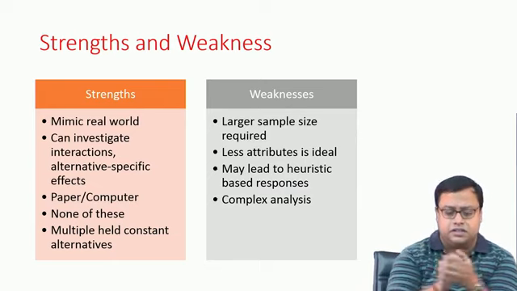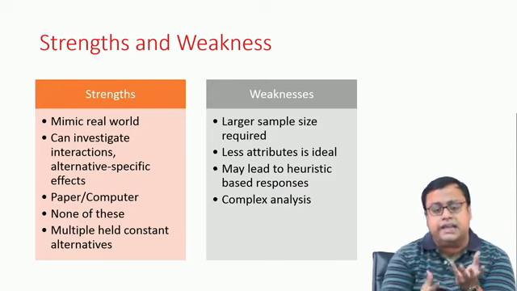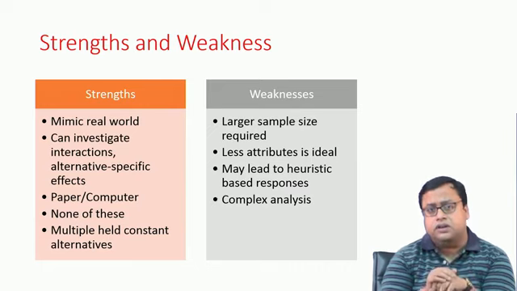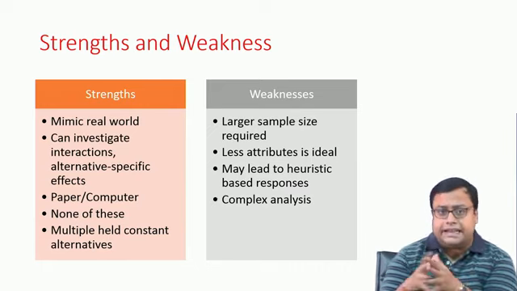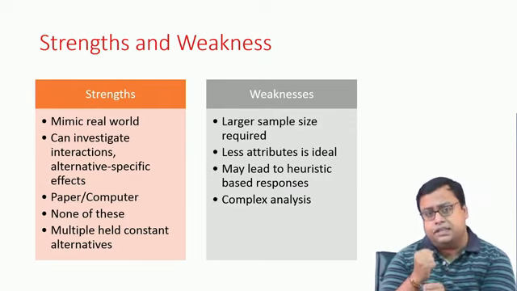None of this you can keep as an option, and multiple alternatives also. So, these are some of the strengths that you can bring in case of conjoint analysis, which is choice based. On the other hand, for weakness, the first major weakness is you need a large sample size.